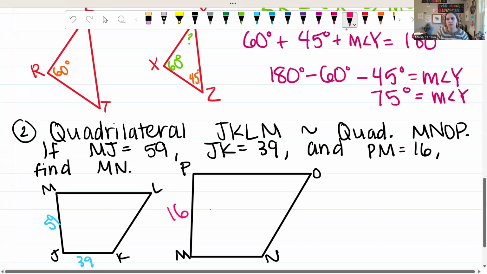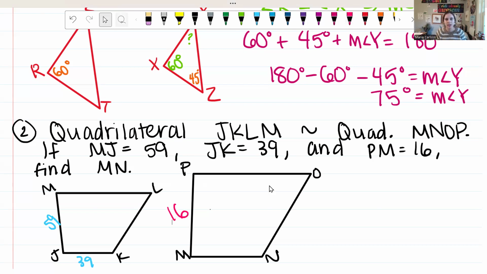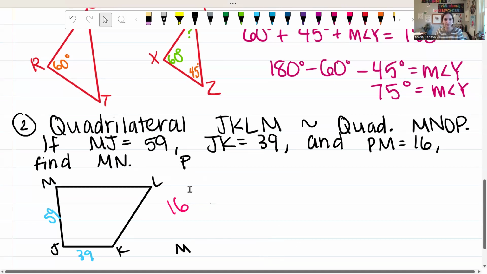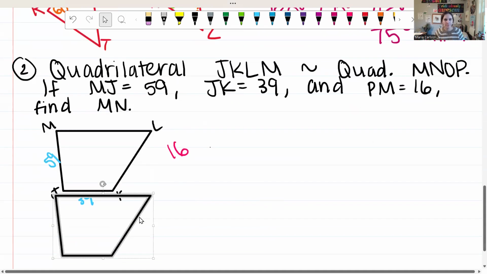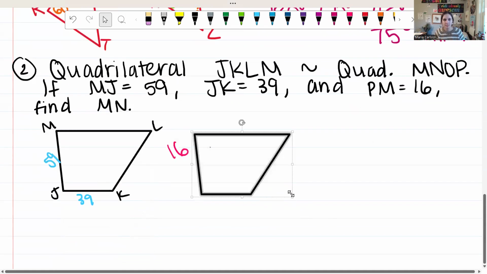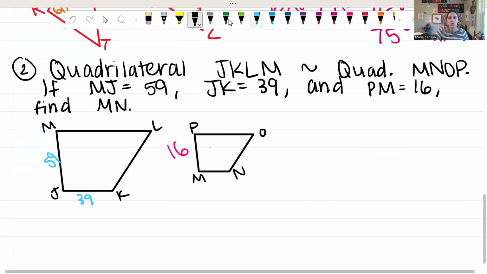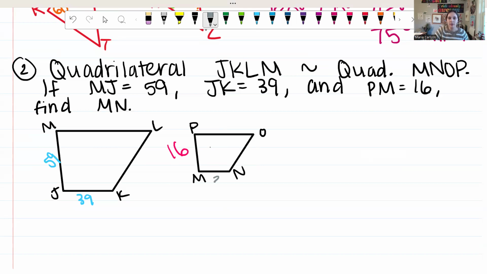Oh, it looks like it got smaller. So that's okay. I actually appreciate this opportunity to make the shapes look exactly the same. So I'm just going to take this one, copy it, and then resize it. I'm going to dilate it, if you will. And let's rename this MNOP. All right. We know PM. Our goal is to find MN, right? We don't know this MN.